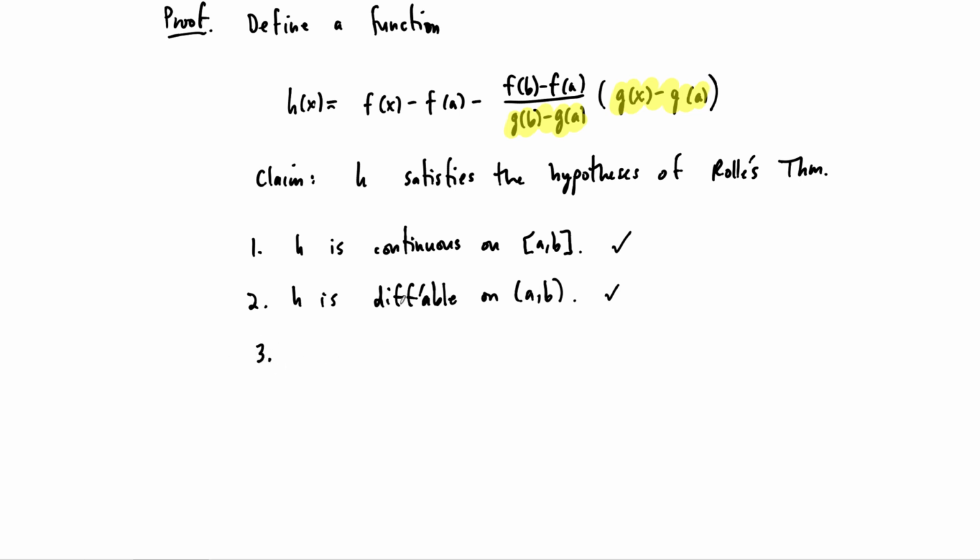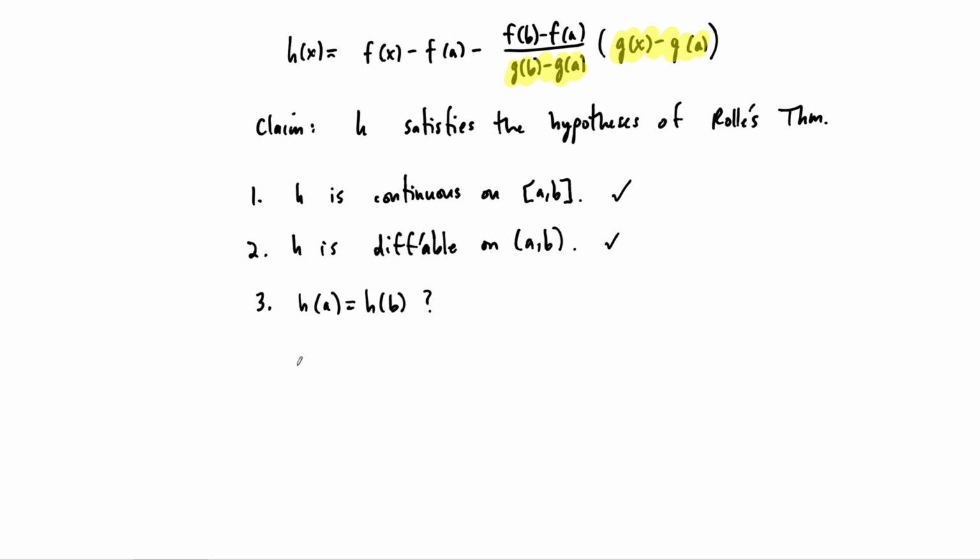All right, and then number 3, we need to check. So this is different, right, for Rolle's theorem as opposed to the mean value theorem. Rolle's theorem now says what? It has to obey that h of a should equal h of b. So this is the question mark. This is the one we have to check now. And so let's plug in.